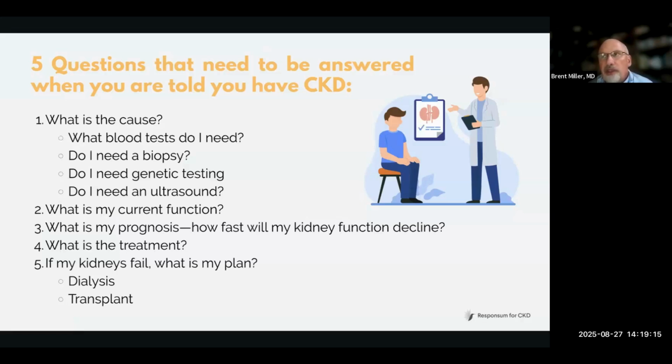What blood tests do I need to make the diagnosis? Do I need a kidney biopsy to make for sure? Do I need genetic testing? Do I need an ultrasound or a CT scan to make sure that the plumbing in my kidney is normal and that I have 2 kidneys and nothing's wrong there? Question 2, what is my current function? That's very important because in general, kidney disease has no symptoms at the medium and mild stages.